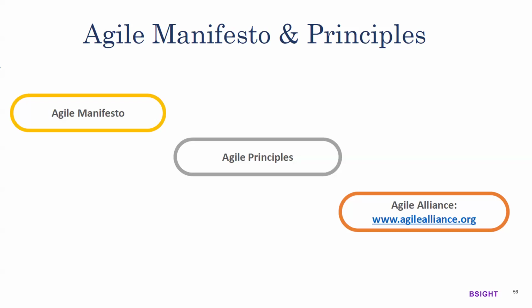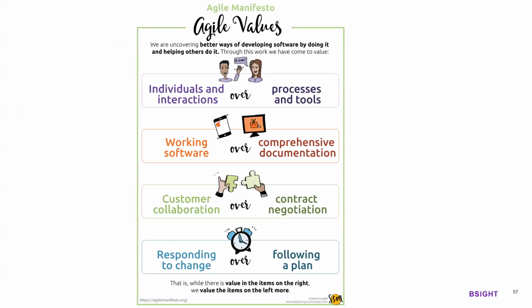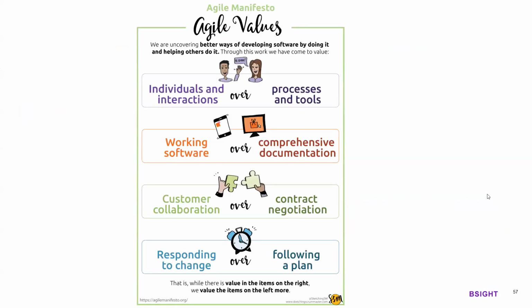We have 4 Agile values and 12 Agile principles in the Agile Manifesto. So let's start with Agile values and Agile principles. These are very important because any choice given in an exam question which is against the values and principles is a wrong answer. Very simply, you can say, okay, this is against the values or principles, so it's a wrong choice.